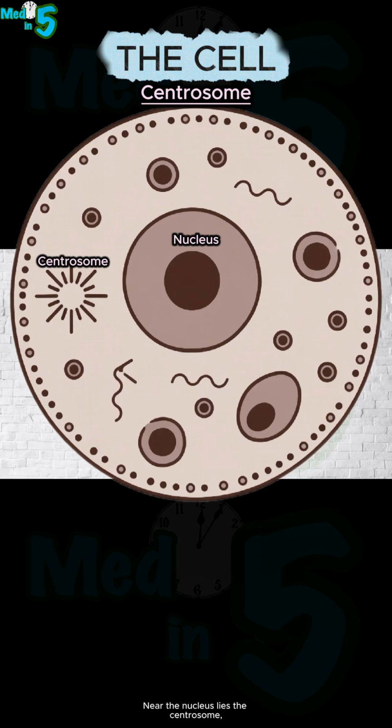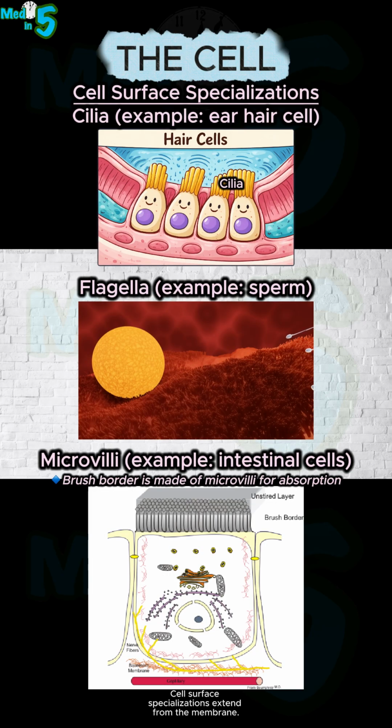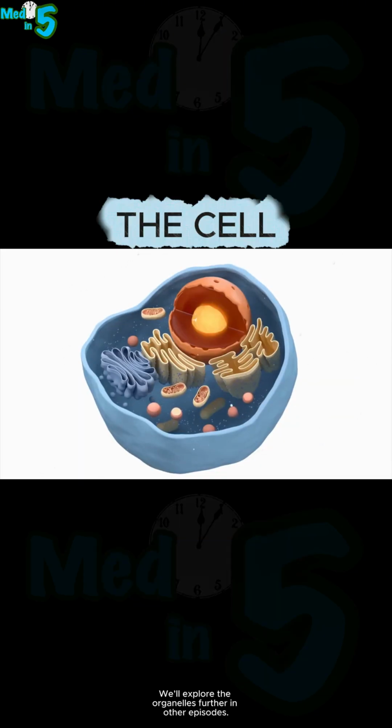Near the nucleus lies the centrosome, containing centrioles made of microtubules. It forms the mitotic spindle during cell division. Cell surface specializations extend from the membrane. Cilia move fluid across surfaces. Flagella enable cell movement. Microvilli increase surface area for absorption. That's the cell in a nutshell. We'll explore the organelles further in other episodes.